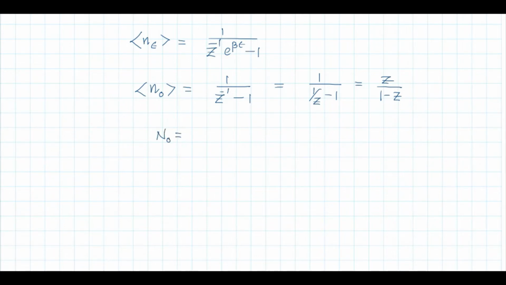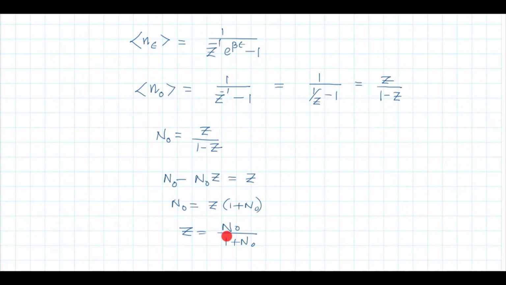So I can write N0 as Z by 1 minus Z, and you can rewrite this like N0 minus N0 Z is equal to Z, or N0 is equal to Z into 1 plus N0. Therefore, Z is equal to N0 divided by 1 plus N0.